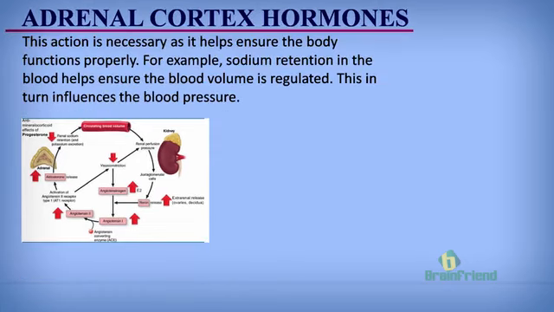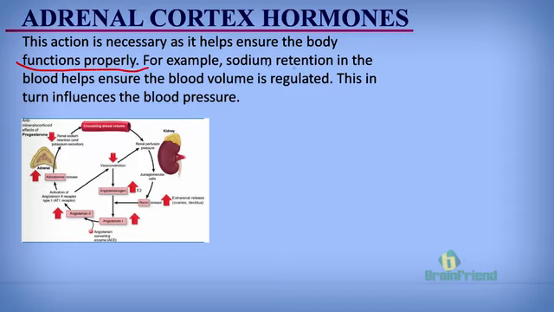Why is sodium important in the body? Why is aldosterone important in the body? The amount of sodium present in the blood is very important because it helps to control blood volume and it also helps to regulate blood pressure. So aldosterone performs its action in order to ensure that the body functions properly.